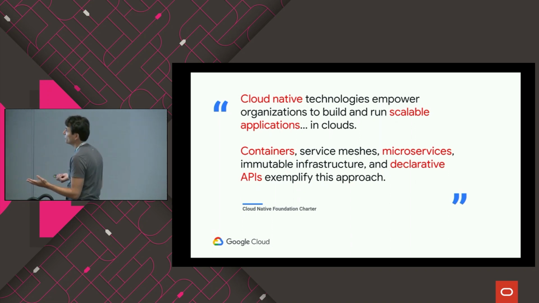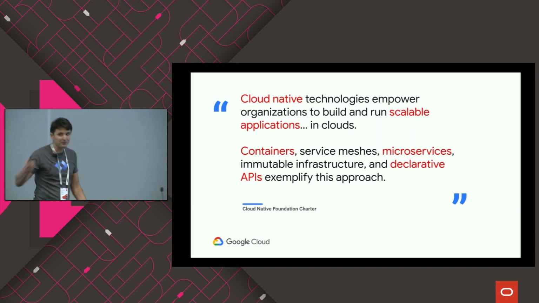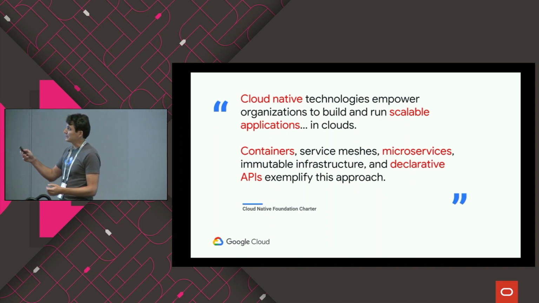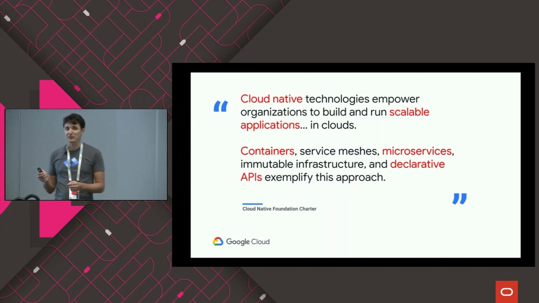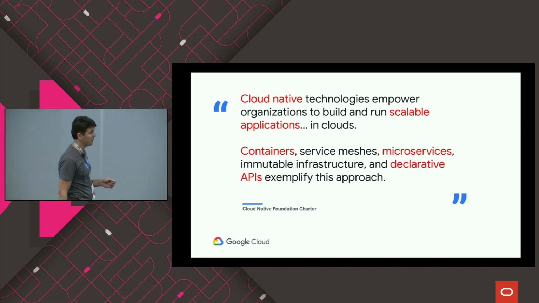So cloud-native technologies empower organizations and us developers to build and run scalable applications in clouds. And it could be private cloud, on-prem cloud, or public cloud. Oracle Cloud, Google Kubernetes Engine in Google Cloud, AWS, of course. So for us developers, what's in red is a little bit more important than everything else. So containers, microservices, and declarative APIs exemplify this approach, along with immutable infrastructure, service meshes, and some other things.